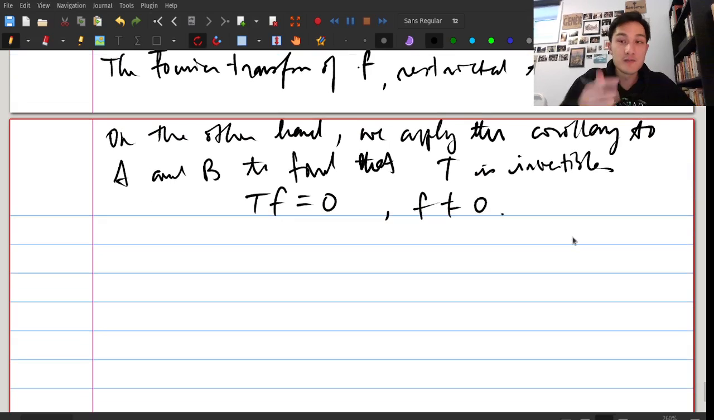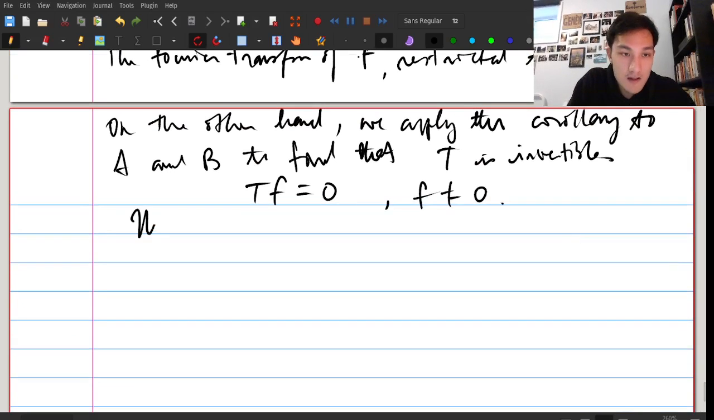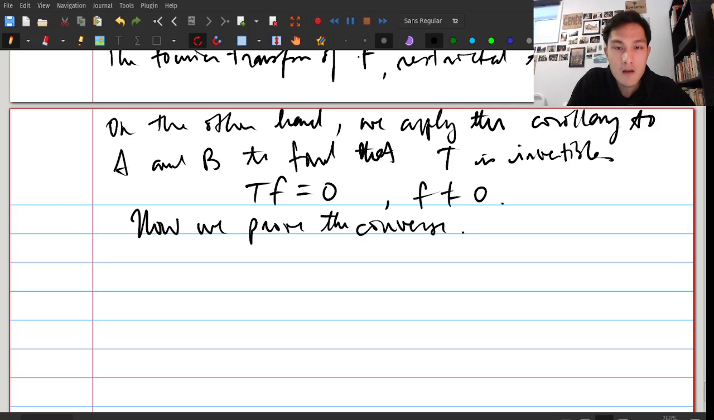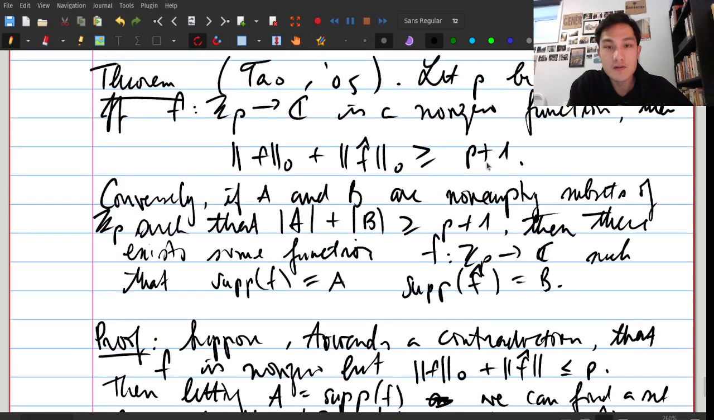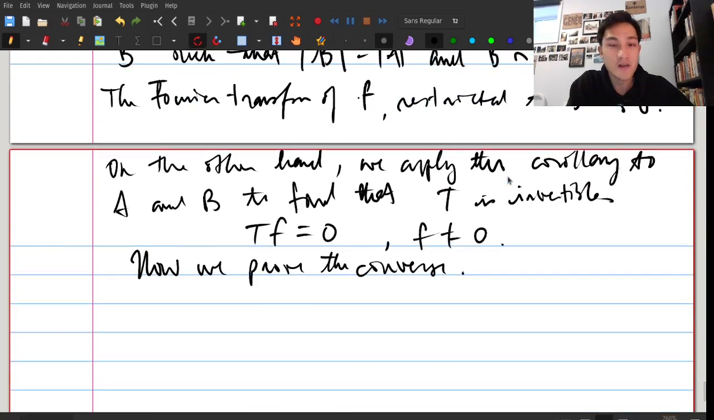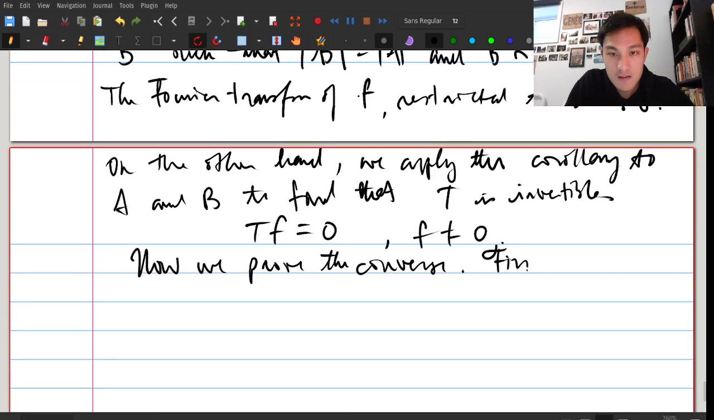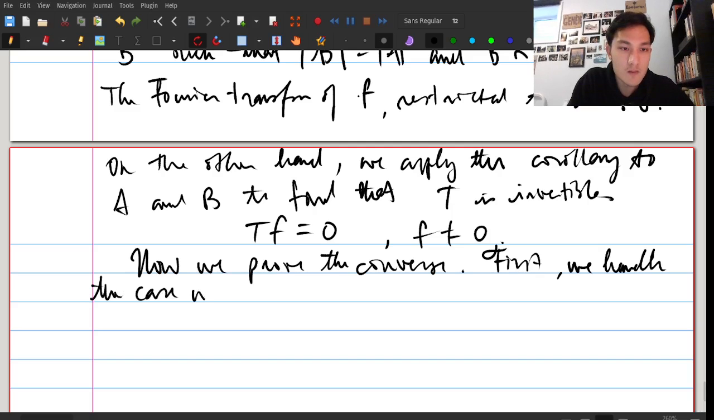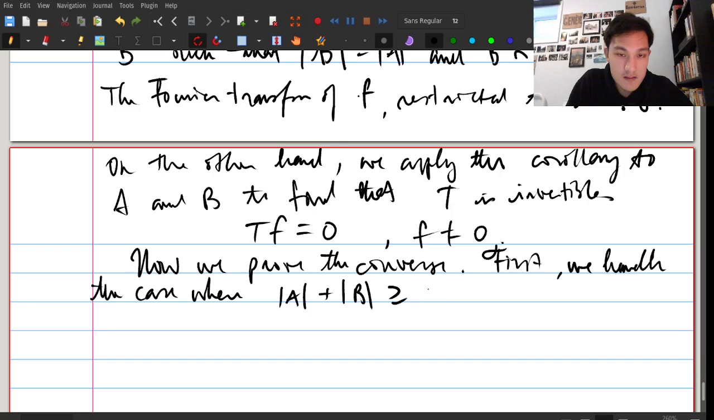Now we have to prove the converse. So now we assume that we have A and B with sizes adding up to at least p plus 1. It's actually easier when it equals p plus 1 exactly, so we'll do that first. First, we handle the case where the size of A plus the size of B is equal to p plus 1.